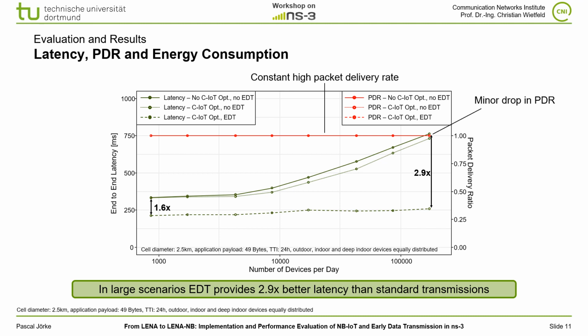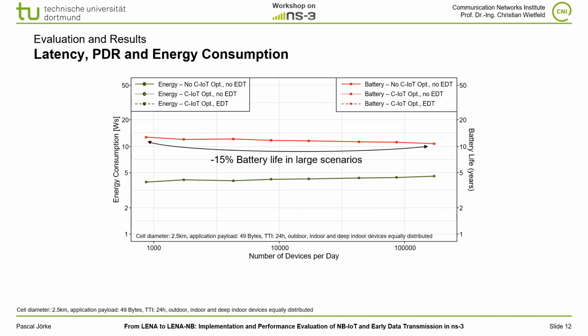Note that in high-density scenarios, EDT provides 3 times better latency than the standard transmission mode, since user data are already sent in message 3 and does not require an RRC release procedure. The packet delivery ratio is high in all scenarios, with only a minor drop in the largest scenario with 170,000 devices. Next, we take a look at the energy consumption and the resulting battery lifetime.